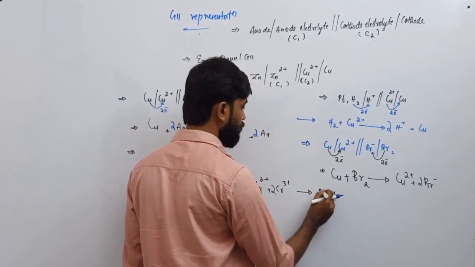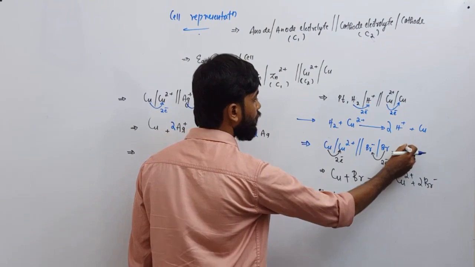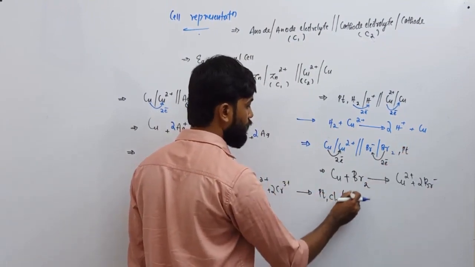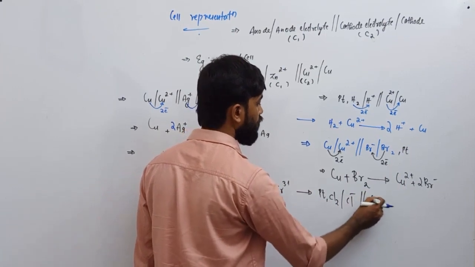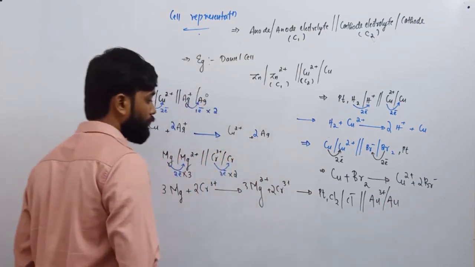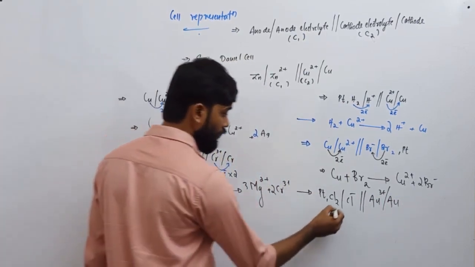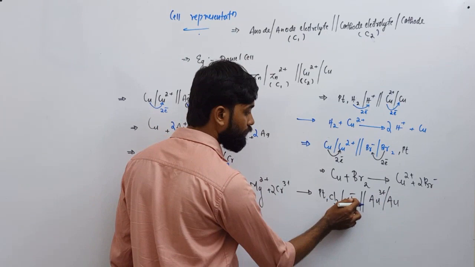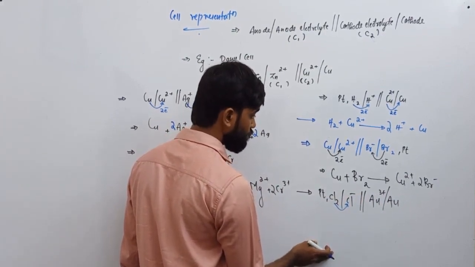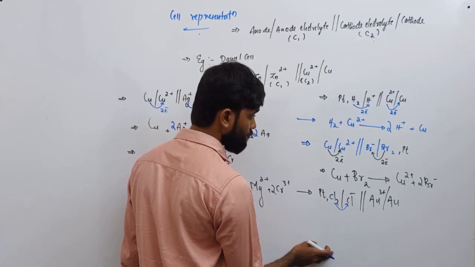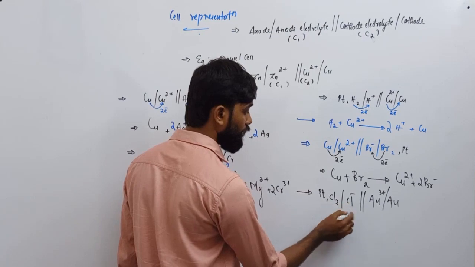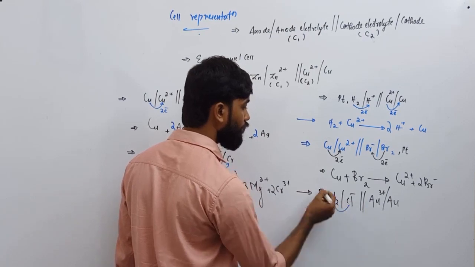Here will be a Pt, okay, because bromine is also a gaseous electrode. Pt, Cl2 bar Cl minus, double slash, Au3+ bar Au, with the gold. Fine. What will be the reaction? Here we know that chlorine can lose 1 electron. The loss of electron is from here to here.